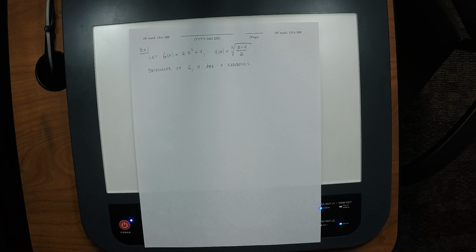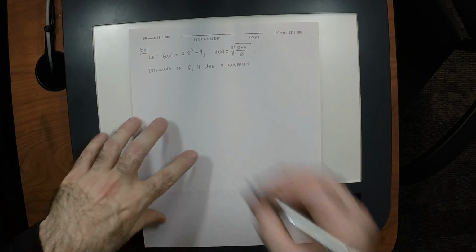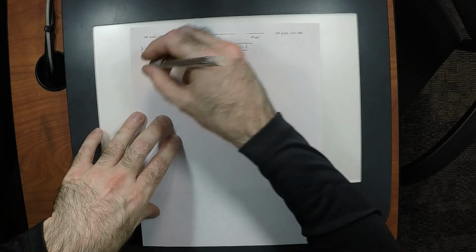Okay, so what should we do? Well, if I gave you two numbers and asked you to see if they were additive inverses, what would you do? Add them. And if I gave you two numbers and said, are they multiplicative inverses, what would you do? You'd multiply them. And so I've given you two functions and asked, are they compositional inverses? So what should you do? You should compose them. All right. So we'll compose them in both orders.